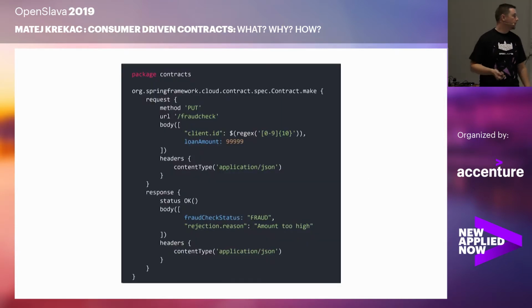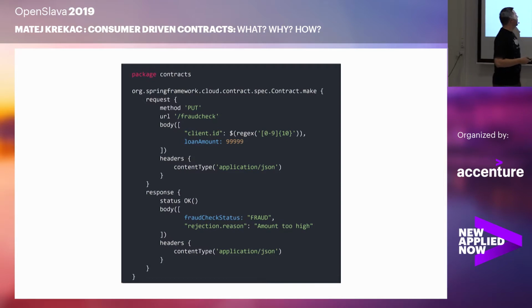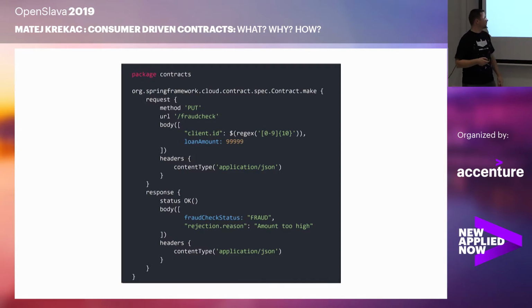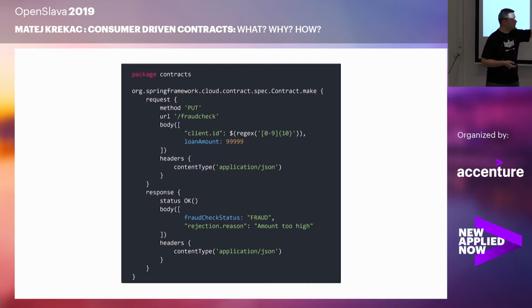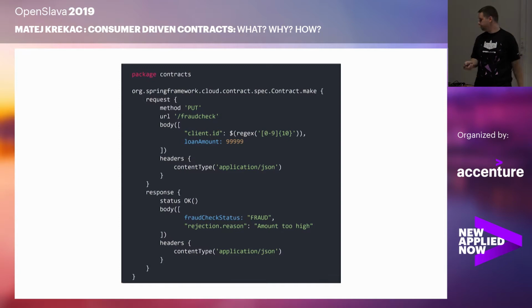And this is an example of a contract. It's written as a Groovy file, so you can see, maybe you cannot see, but it defines that the endpoint we would like to call is a fraud check. The method is PUT, and it should have this kind of body, and if I call it with a loan amount of that big number, that's 100,000 minus 1, I expect that the fraud check would return me status fraud and so on. And that is provided by the consumer. So these are the expectations from the consumer: if I call you, you give me this.